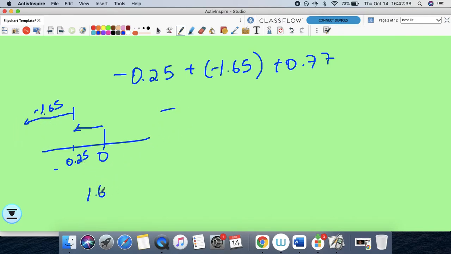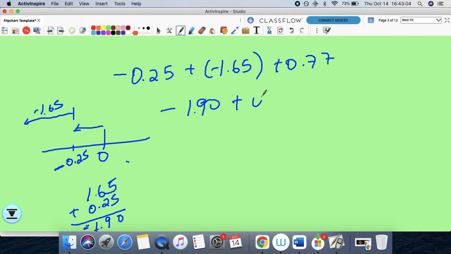So let's add these two and see how much further left I will end up. I end up at 1.90. Think about it: if I owe somebody 25 cents and then I borrow more money, $1.65, my debt just increased. So I went from owing 25 cents to now owing $1.90. That's why I'm at negative 1.90.